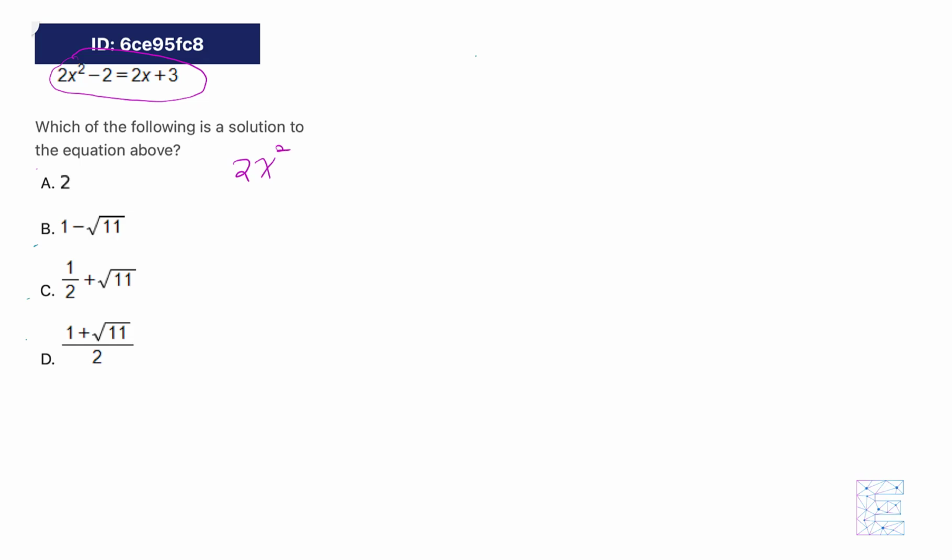So we have 2x squared. And then move both of these to the left side. So subtract 2x, it'd be minus 2x. Subtract 3, so it's negative 2 minus the 3 gives you negative 5 equals 0. So once everything is on the same side, you want to try to factor this using the x method.